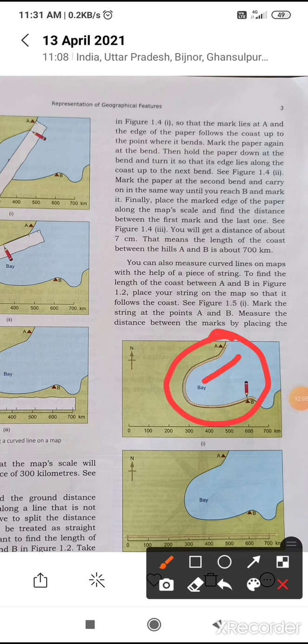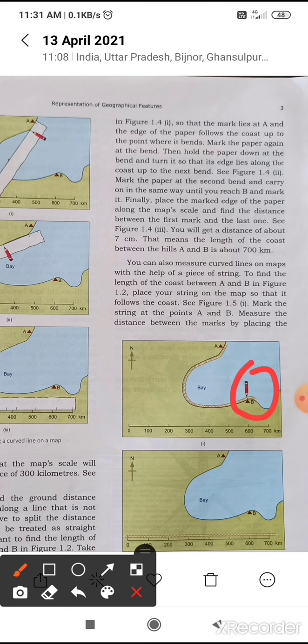In the same way you have to keep the thread like this, and at the end you have to mark at the thread. Now what you have to do, you have to place your thread here as they are showing this side. So your answer will come and you will find out the distance between A and B. In this way you can find out by using thread.